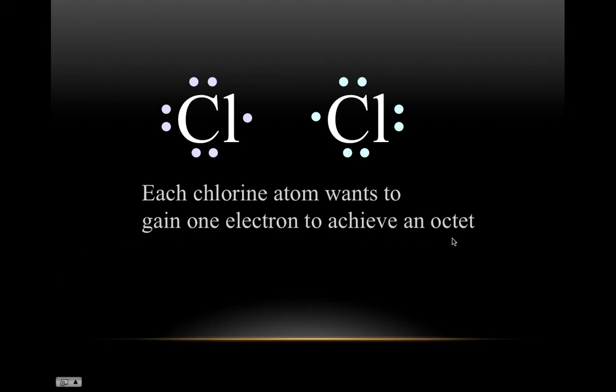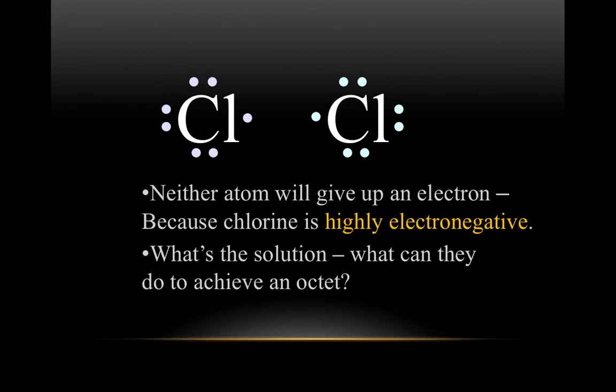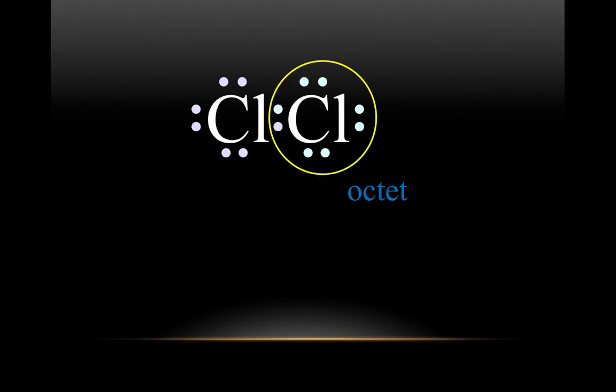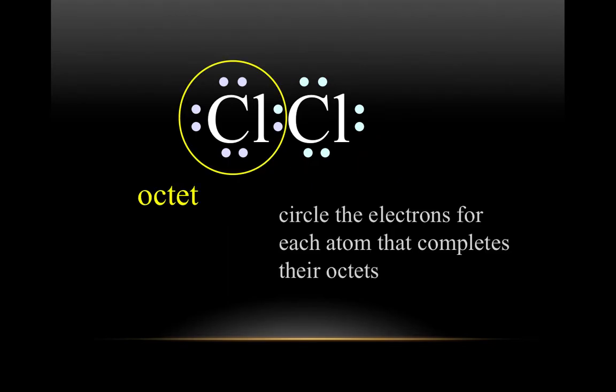Remember, the octet is that full outer valence shell, and that's when we know we're stable, and that's the goal of bonding. So neither atom is going to give up an electron because chlorine is highly electronegative because it's a nonmetal. So what's the solution? What can they do to achieve an octet? Well, they come together like this. There's my octet. There's my octet right there.